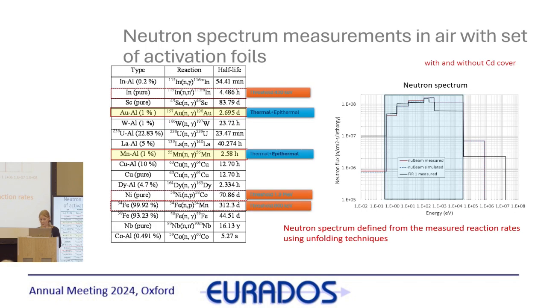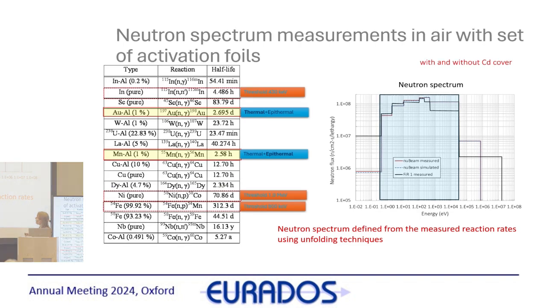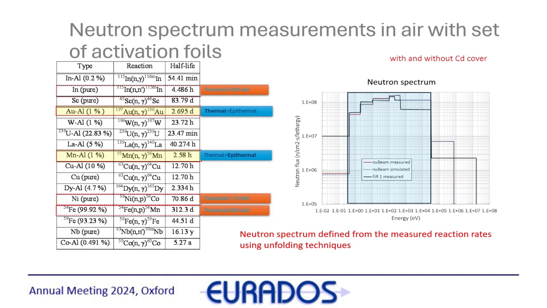And we have used this multi-activation foil detector system. Here is the neutron spectrum for the reactor, the black one, and for the accelerator, the red one is the measured one, and the blue dotted line is the simulated. And we get quite nice results.